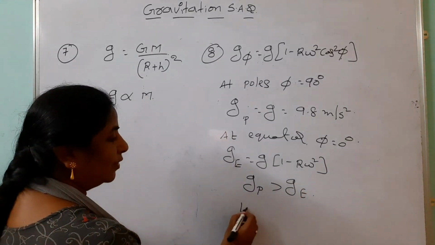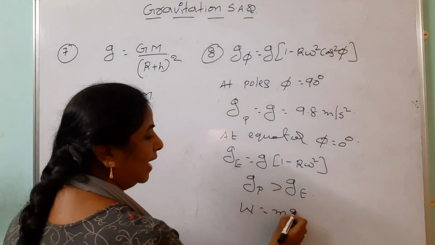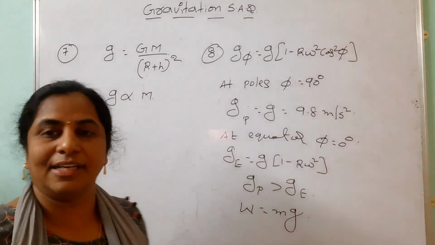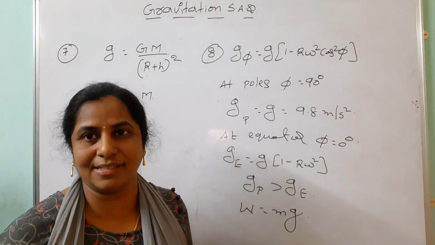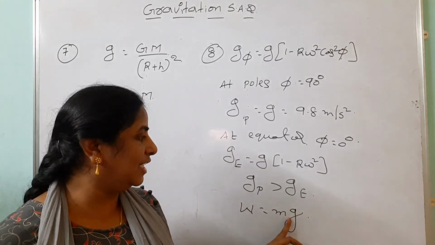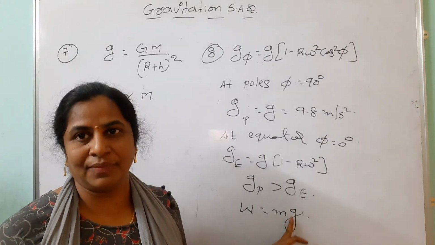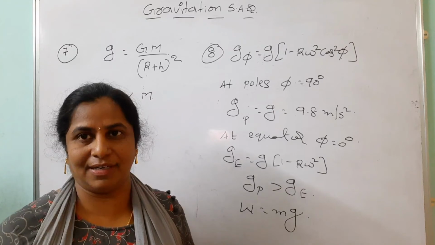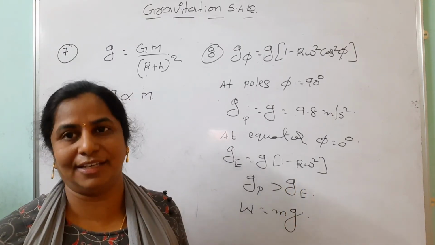But you know that weight, what is the formula? Mass into acceleration due to gravity. There is no change in the mass because mass is the quantity of matter. So g value is more at poles, then g value is less at equator. So we can get more sugar at the equator.